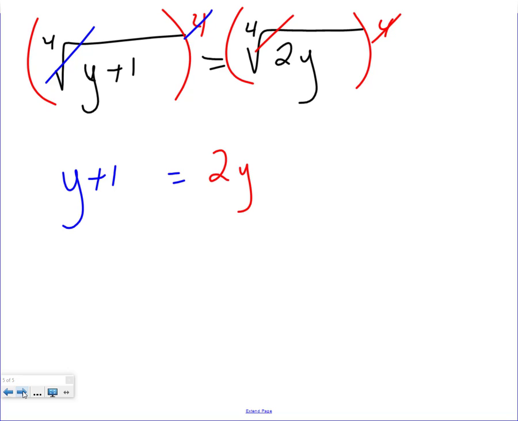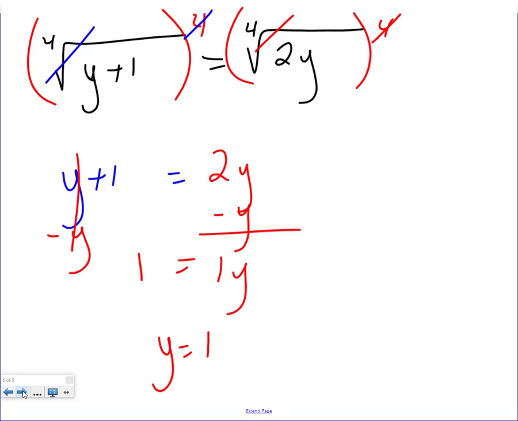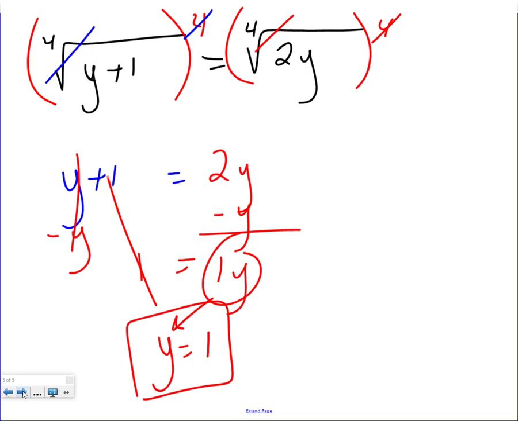We are trying to solve for y, so we need to put together like terms. So I need to subtract y to put it with the other one. And I end up with 1y equals 1. And that's just y equals 1, because 1y is just y. You'd plug it back in up here on both sides to check to see if this works, and it does, and so y equals 1.